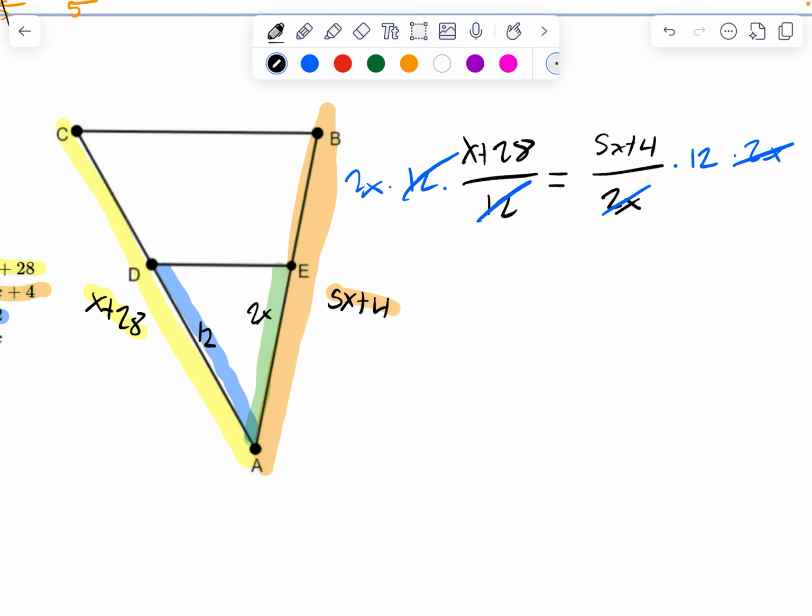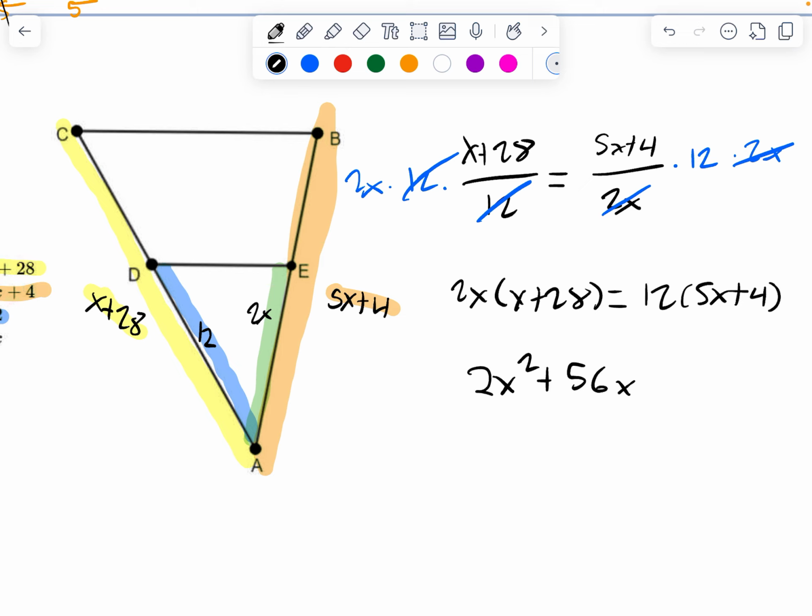All right, so we're left with 2x times x plus 28 equals 12 times 5x plus 4. Distribute, we get 2x squared plus 56x equals 60x plus 48. And then from there, just a matter of solving. So I'm going to move all my x's to the same side. Because we see a square, that tells me I'm going to need to factor, use the quadratic formula, or complete the square. Whichever one you want to use, that's going to be your step here.